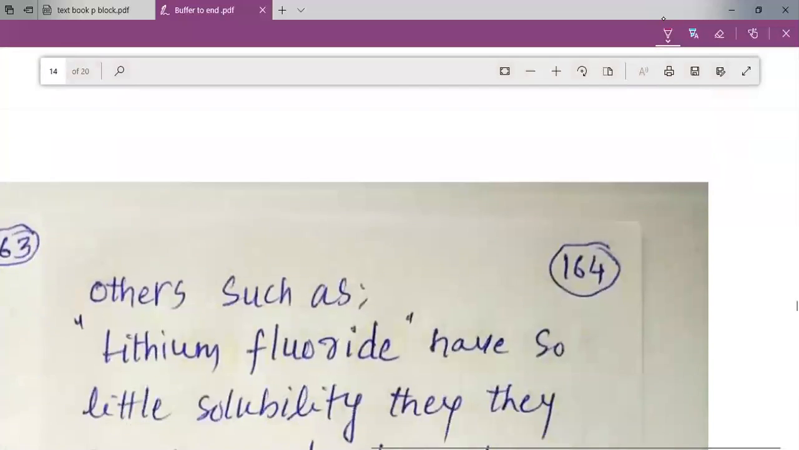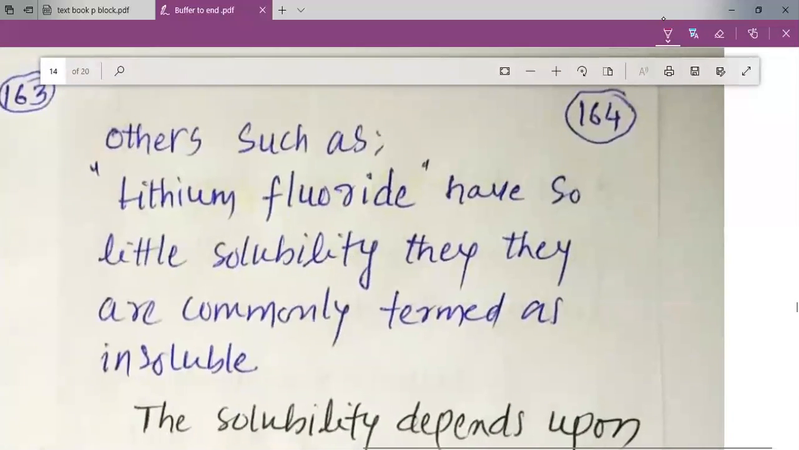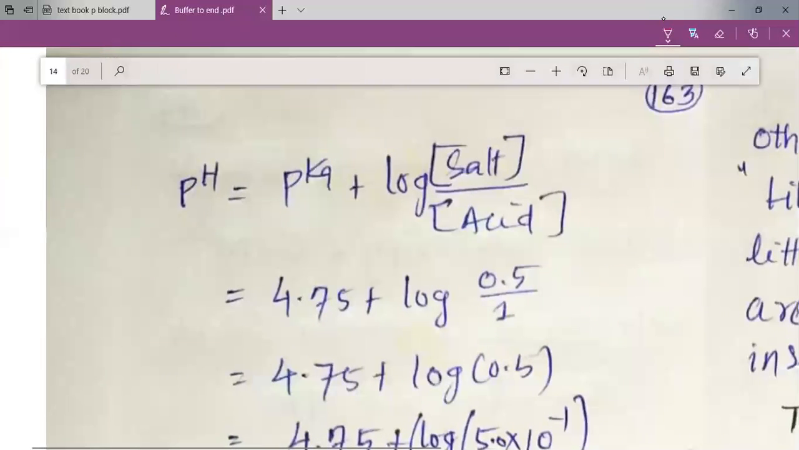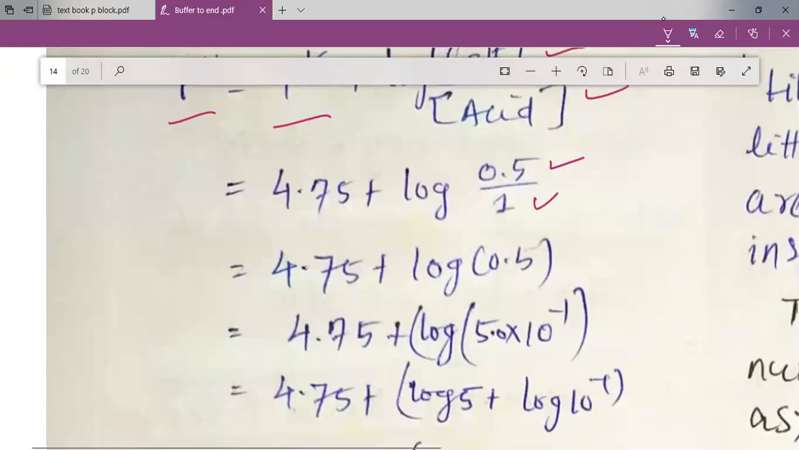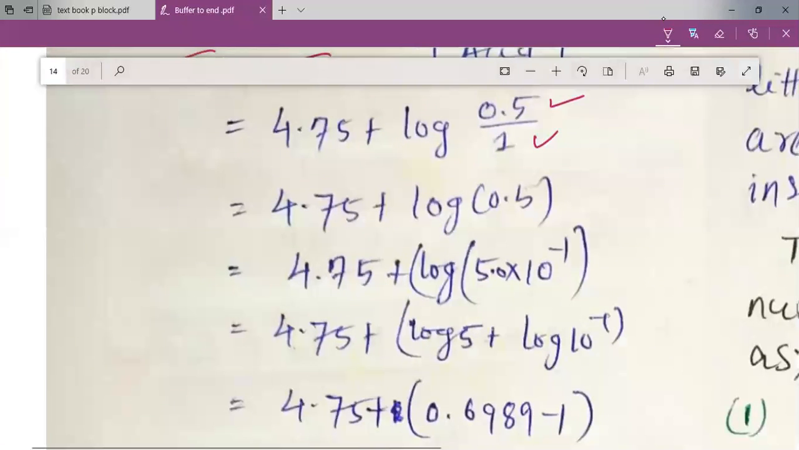Now let us put these values into the Henderson-Hasselbalch equation. So when we put these values, pH is equal to pK plus log of salt divided by acid, that is equal to 4.75 plus log of 0.5, that is the concentration of salt we have seen, and concentration of acid is 1. So we will have 4.75 plus log of 0.5.